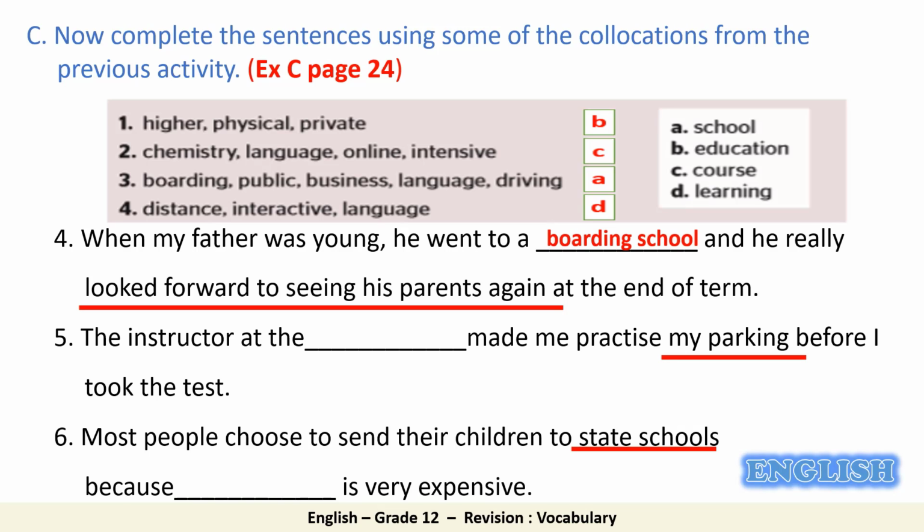Next, the instructor at the made me practice my parking before I took the test. It is obvious from this sentence that we are talking about the driving school. Very good. Number 6. Most people choose to send their children to state schools because it's very expensive. We know that education in state schools is free, but private education is very expensive. Excellent.